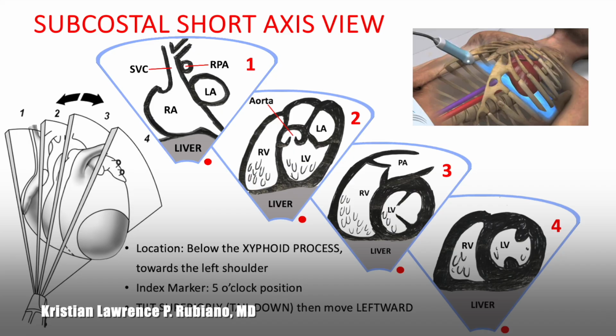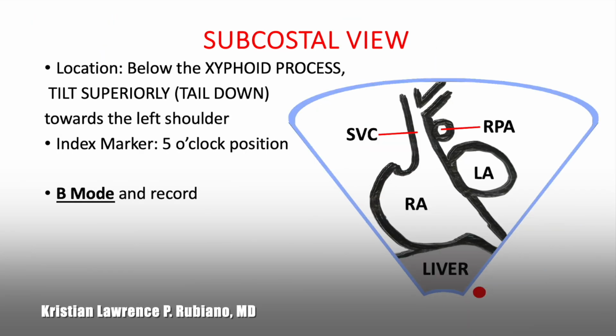In the subcostal short axis view, still at the subxiphoid area with the index marker at approximately 5 o'clock position, this view is obtained by placing the ultrasound transducer just below the subxiphoid process, tail down, and angled towards the right shoulder, then tilting leftward. Here's what we can typically see in this view: the left ventricle, right ventricle, interventricular septum, papillary muscles, the valves, specifically tricuspid and mitral, aortic valve, left atrial appendage, and inferior vena cava.